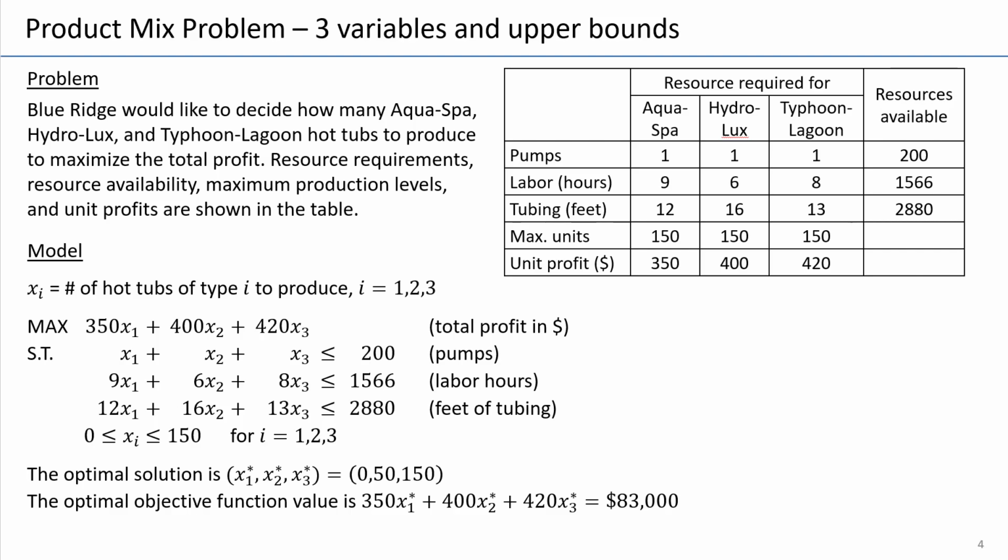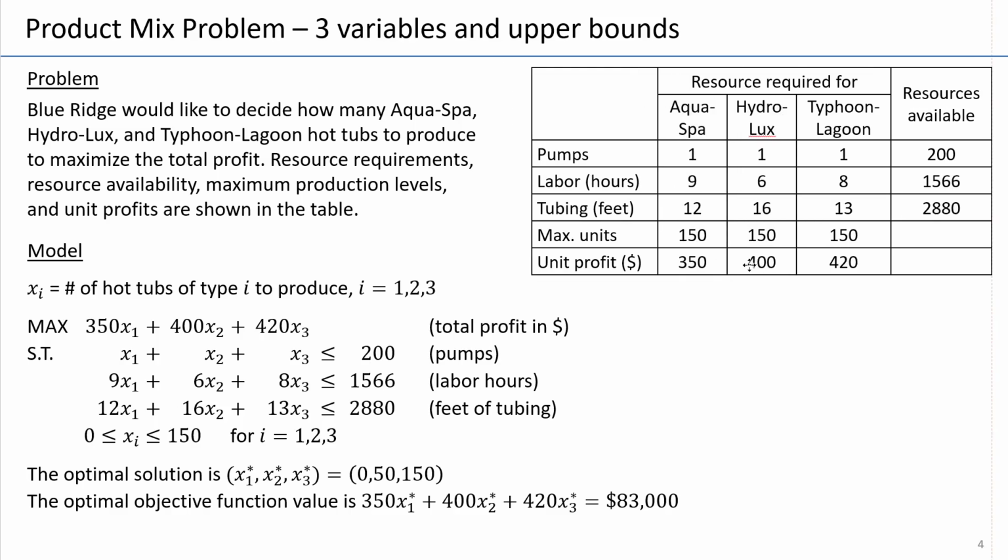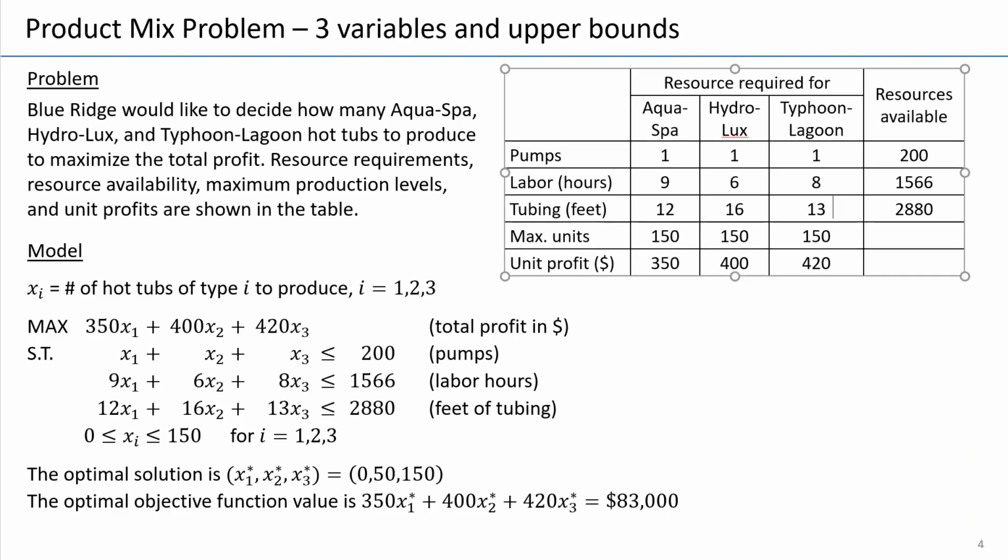This modified problem is still the product mix problem of Blue Ridge Company, but now there is a third product here, Typhoon Lagoon. So there is data provided for it. The same resources as before, and the same first two products are there. And one more thing is that the profit per Hydrolux, which was originally 300, changed to 400. But there is also another thing, that we now have a maximum number of units that we can produce for any product. Before there was no limit, but now there is a limit.